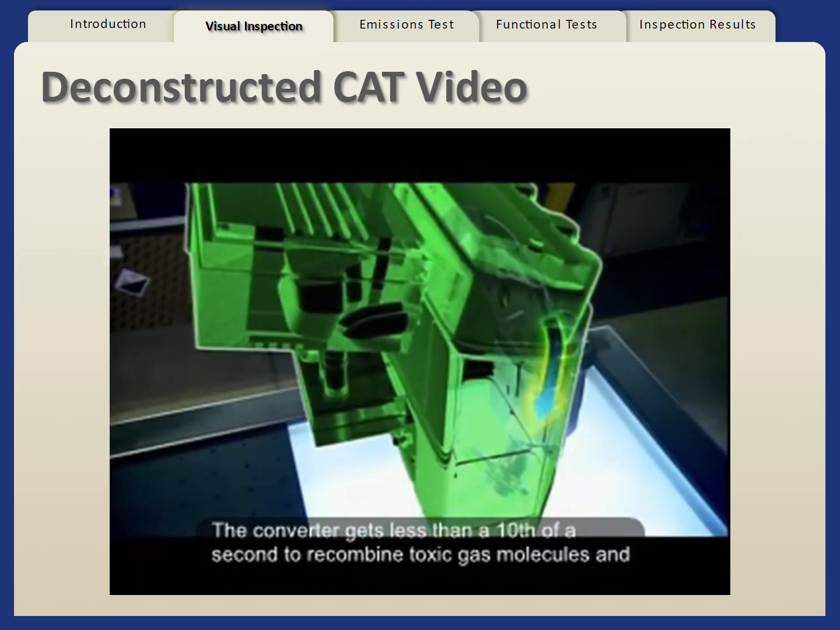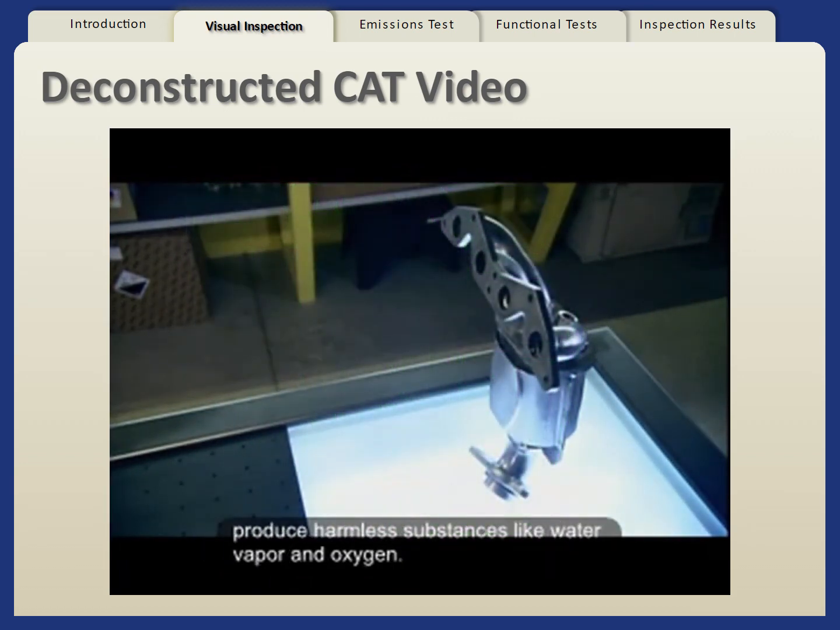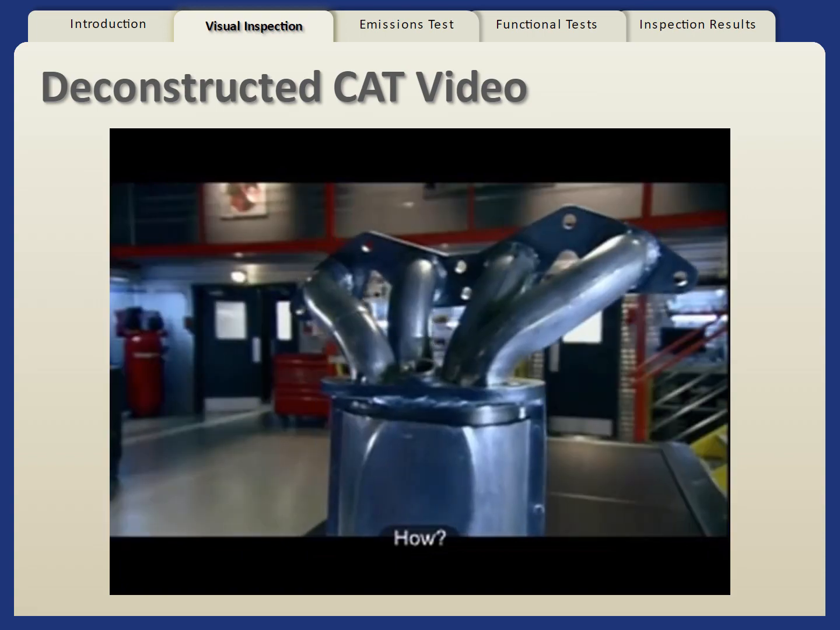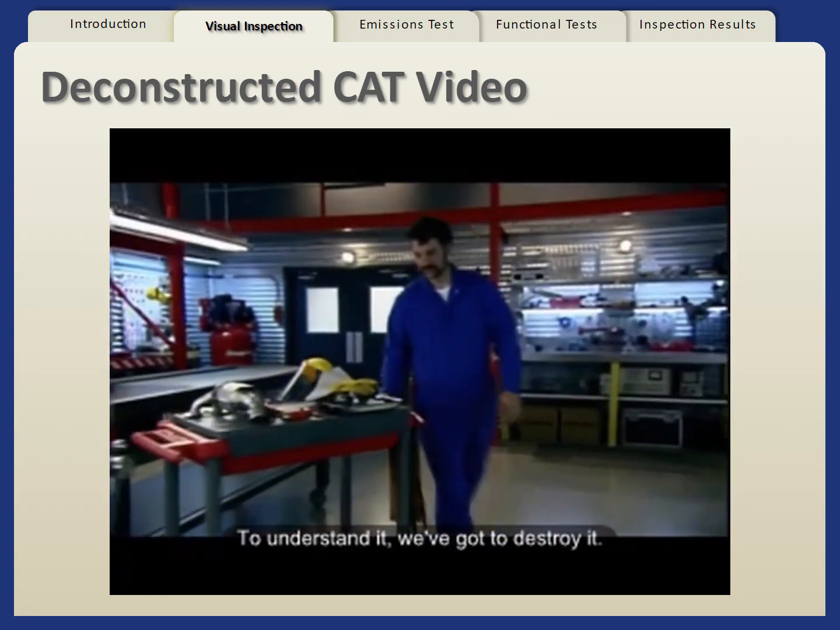The converter gets less than 1/10 of a second to recombine toxic gas molecules and produce harmless substances like water vapor and oxygen. How? To understand it, we've got to destroy it.